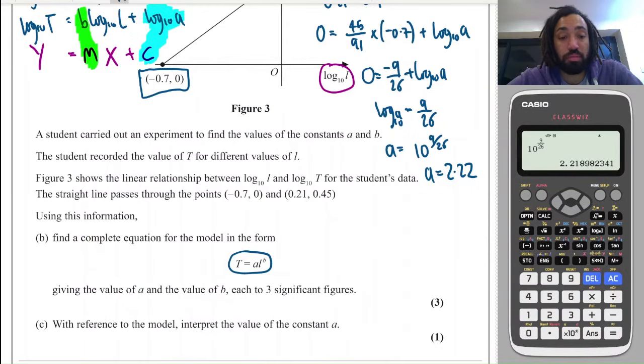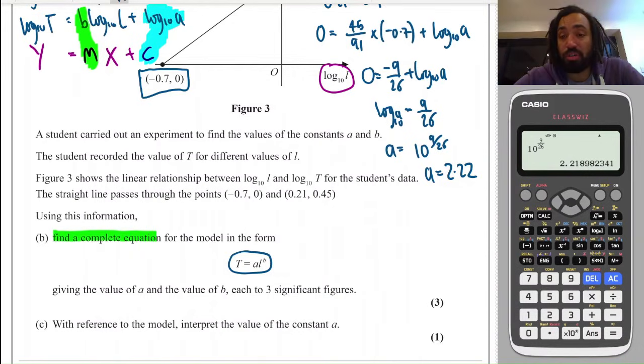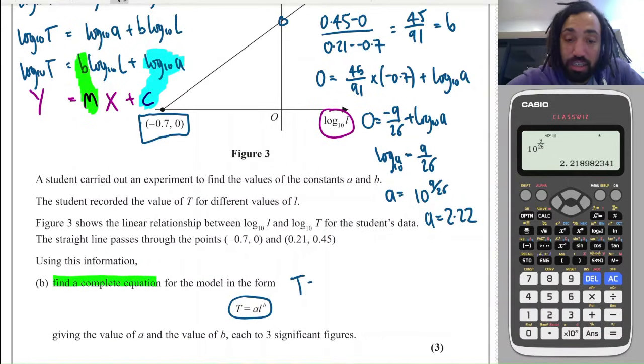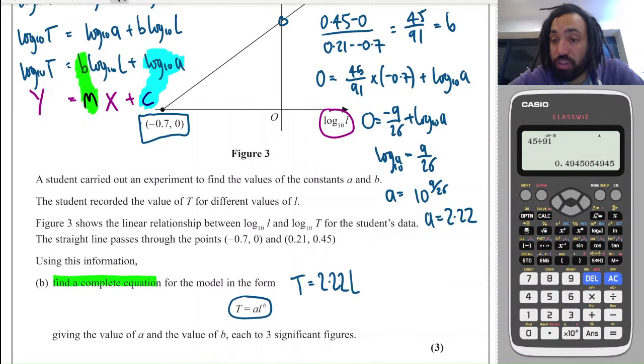It does say find a complete equation, so it's not just enough saying A and B, which we have already written down. I have to write t equals A, which is 2.22, L to the power of B, which needs to be expressed to three significant figures, so I must actually work out the decimal, which is 0.495.